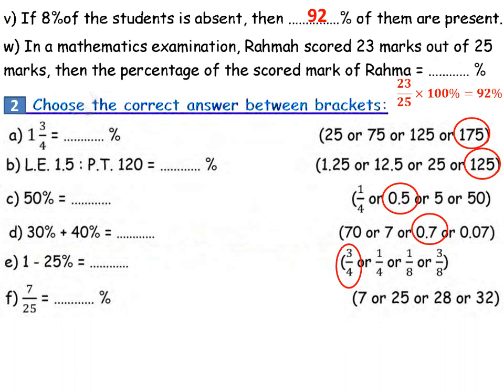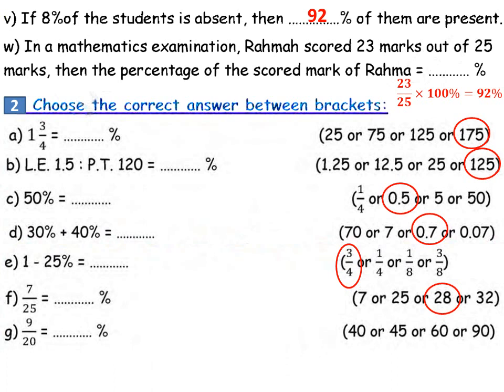Letter F, 7 over 25. 7 over 25 equals what percent? As we know, for any fraction or decimal, multiplying it by 100% will give me the number as a percent. 7 over 25 times 100%. We can make a reduction with 25 and 100, which gives 4. 4 times 7 equals 28. So the correct result equals 28%. Again, letter F, 7 over 25 multiplied by 100 equals 28%. Okay.